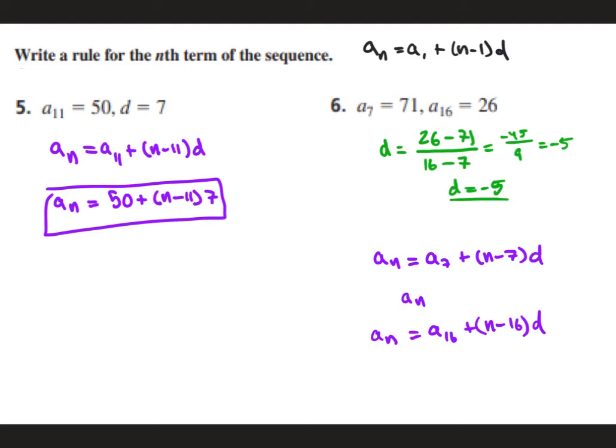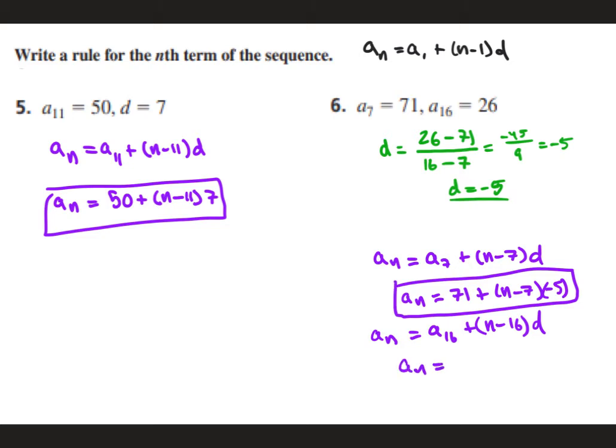So you'll get a sub n equals 71 plus n minus 7 times negative 5. That's a valid answer. Or you could get a sub n equals 26 plus n minus 16 times negative 5. Either of these is a valid answer. They're actually equivalent. If you were to distribute that negative 5 and combine like terms, it would simplify down to the same thing. So either of these is good, and you can leave it just like that.